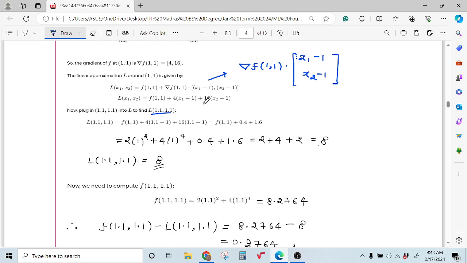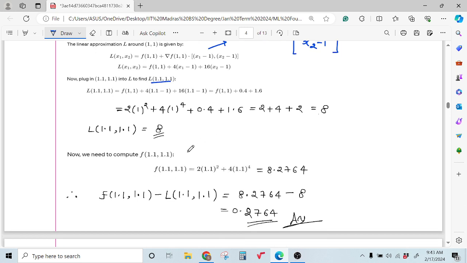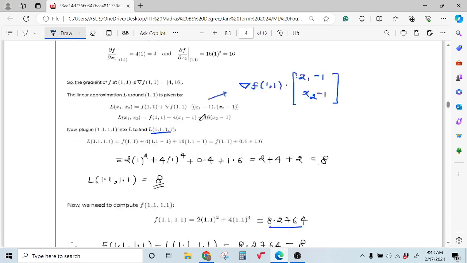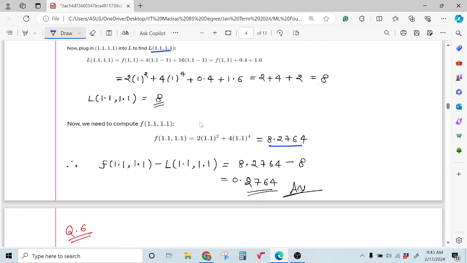Now we need to compute the value of the function at this point. The value of the function at this point is 8.2764, and we have to find the value of this expression. So we will subtract: 8.2764 minus 8. So the final answer is 0.2764. This is our final answer.